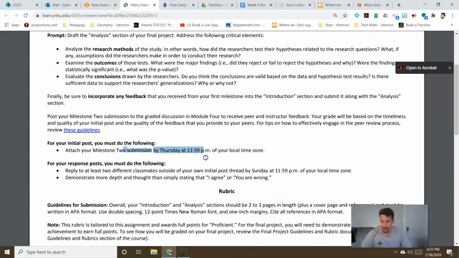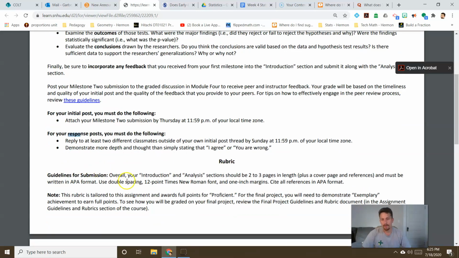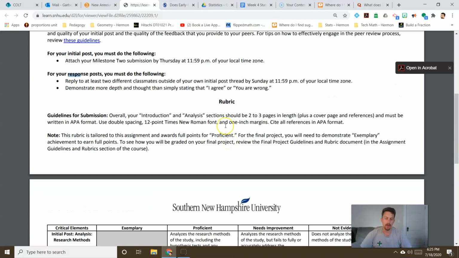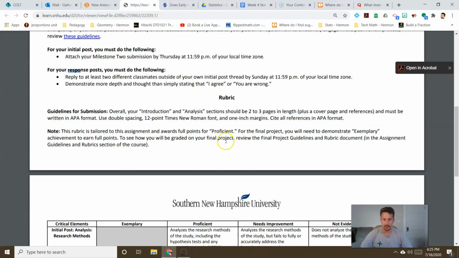And make sure you submit by Thursday at 11:59 p.m. of your local time zone. Make sure you respond to 2 peers with some feedback. And remember that it should be double space in APA format, including the cover page, the reference page, and in-text citations. And make sure, it doesn't say on this rubric, please attach it as a Word document, because you will be attaching a Word document for your final project, and I just want to check that it's all formatted correctly before you submit that final project.